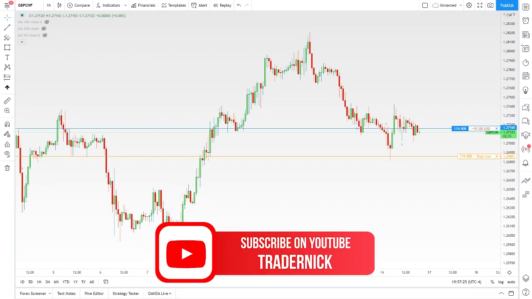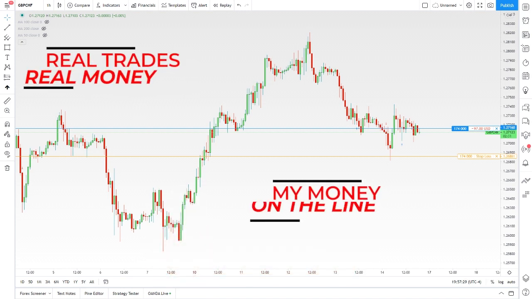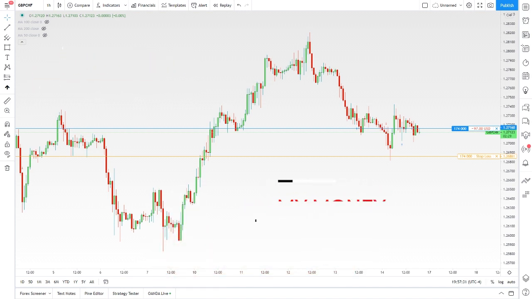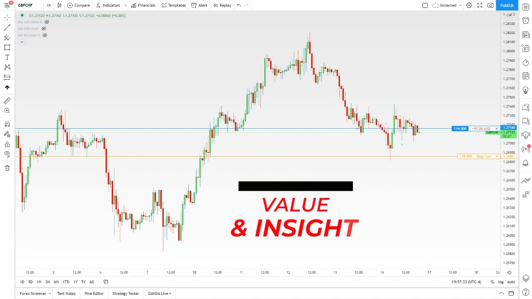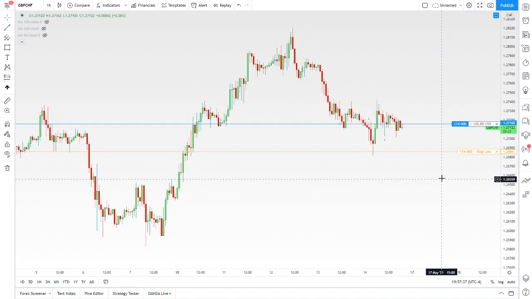What I mean by live trading, by the way, is these are real trades. This is real money. I'm putting my money on the line with these trades, and hopefully you get some sort of value where you can see the insight or the ideas behind these real trades, like I said, that I am taking on different currency pairs.